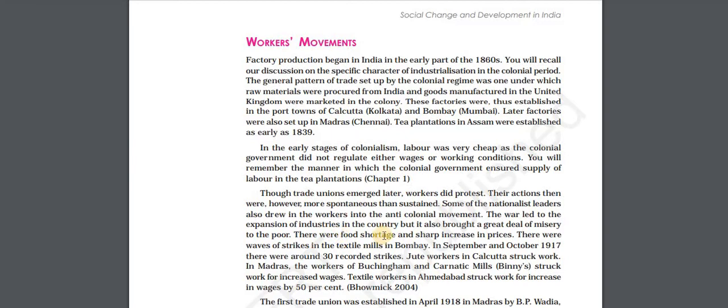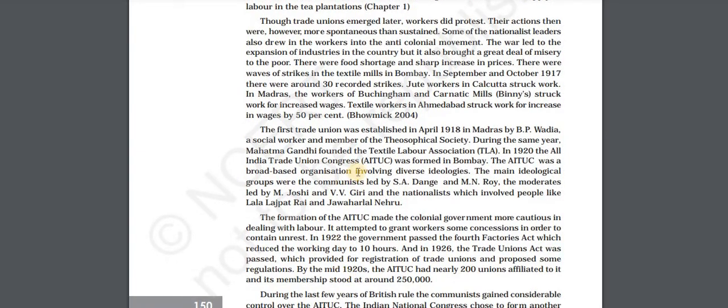There was food shortage and a sharp increase in prices. There were waves of strikes in the textile mills in Bombay. In September and October 1917, there were around 30 recorded strikes. Jute workers in Kolkata struck work. In Madras, the workers of Buckingham and Carnatic mills struck work for increased wages. Textile workers in Ahmedabad struck work for an increase in wages by 50%.